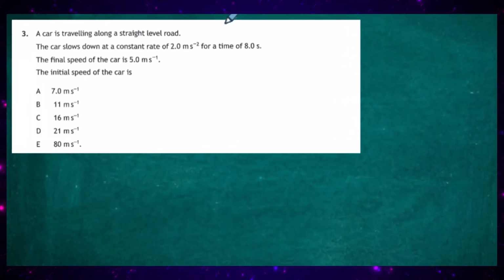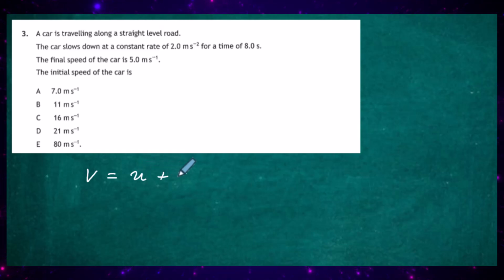Question 3. A car is travelling along a straight level road. The car slows down at a constant rate of 2.0 meters per second every second for a time of 8 seconds. The final speed of the car is 5 meters per second, and we've got to calculate the initial speed of the car. Well, we go and look at our equations, and we know that the final speed of any object which is accelerating from an initial velocity u, we just add on the acceleration times the time. So that's our basic equation there.